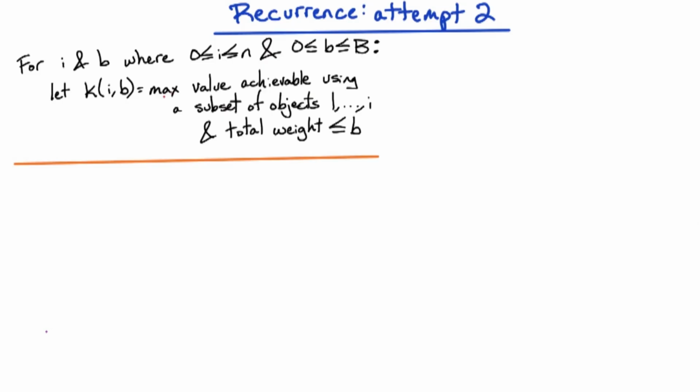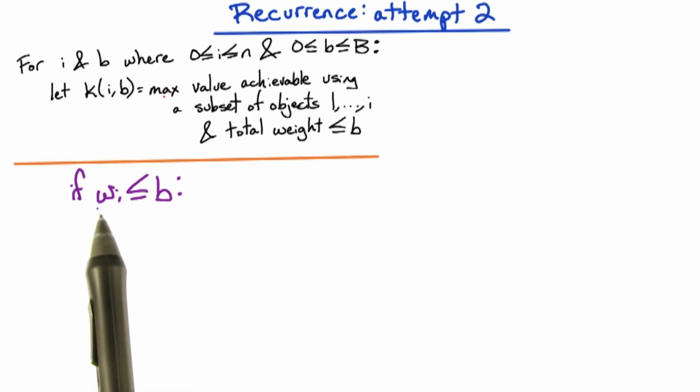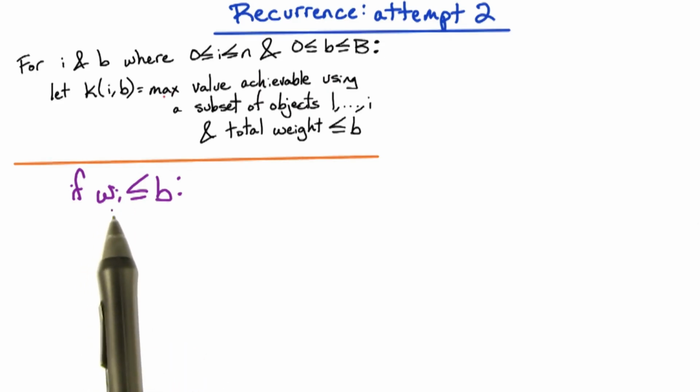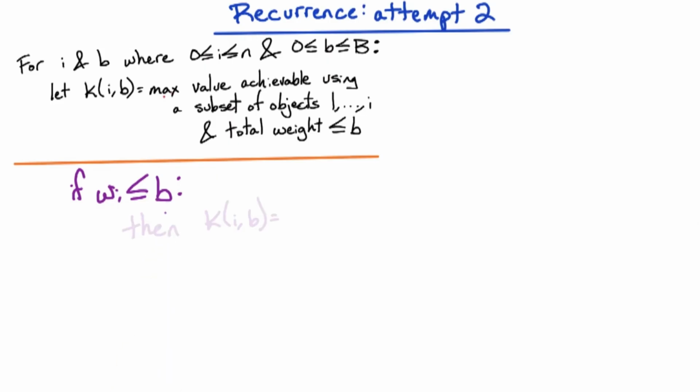Now let's summarize the recurrence that we have. A recurrence is going to have two scenarios. Either we include object i or we don't include object i. First off, we have to know whether object i even fits in the backpack or not. If it doesn't fit, then we know we cannot include object i. So we have to condition on whether the weight of the ith object, wi, is smaller than b or not. If it is smaller than b, then the ith object can fit in the backpack, so we're going to take the best of the two scenarios, either including object i or not including object i.